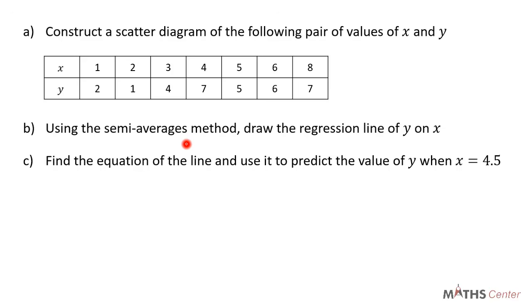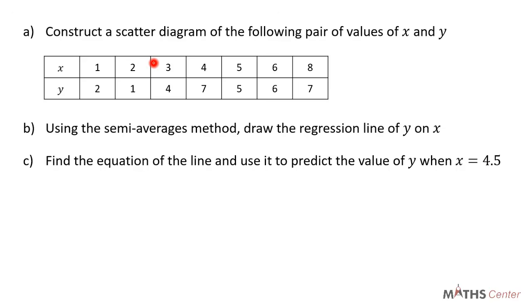So you see here, the question is specific. Using the semi-averages method, draw the regression line of y on x. The regression line of y on x is the line of best fit. So using the semi-averages method, we are going to draw the line of best fit. And the last part of the question says, find the equation of the line and use it to predict the value of y when x is equal to 4.5. So after drawing the regression line of y on x, we will find the equation of the line, and then we will use the equation to predict the value of y when x is equal to 4.5.